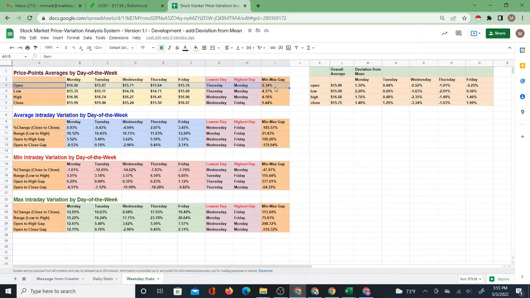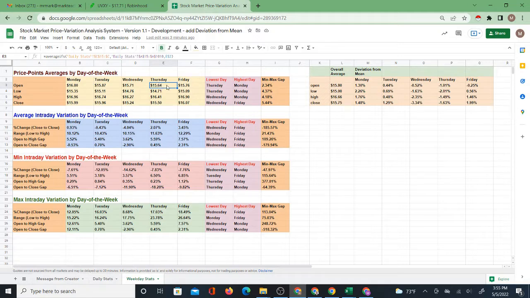Then I have added something to this particular version of this Google Sheet. I've added a min-max gap. What is the min-max gap? It's just measuring, as a percentage, the difference between the lowest price, which is on Thursday, and the highest average price, which is on Monday. How far apart are those two prices, right?